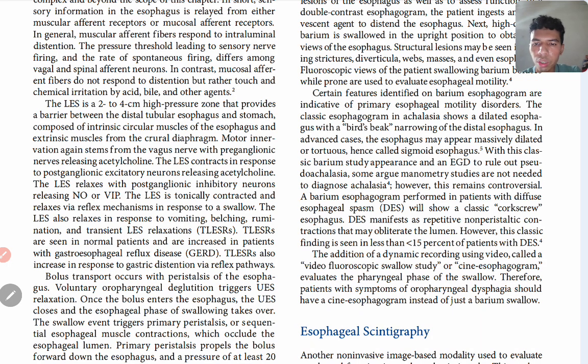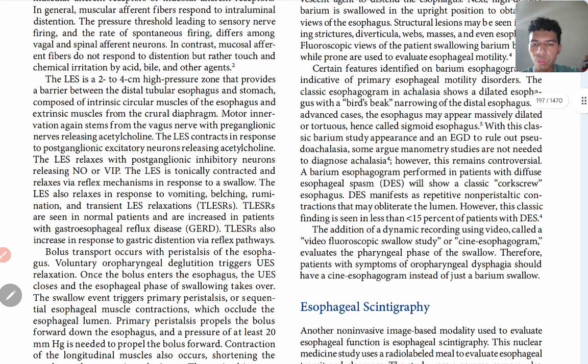And transient LES relaxations, TLESRs, are seen in normal patients and are increased in patients with gastroesophageal reflux disease, or GERD. TLESRs also increase in response to gastric distension via a reflex pathway.